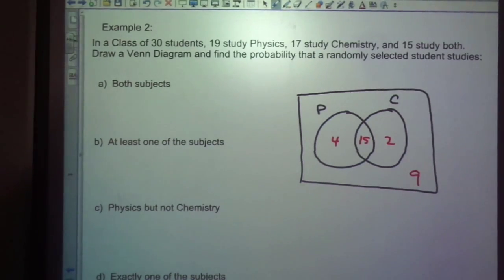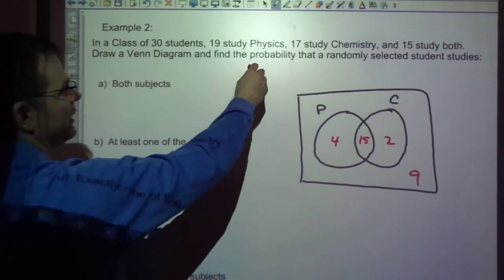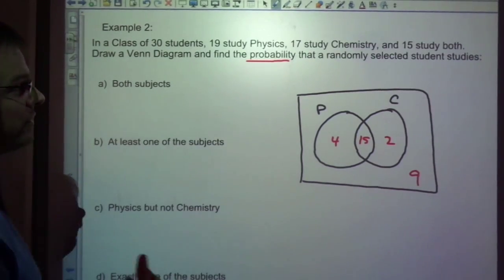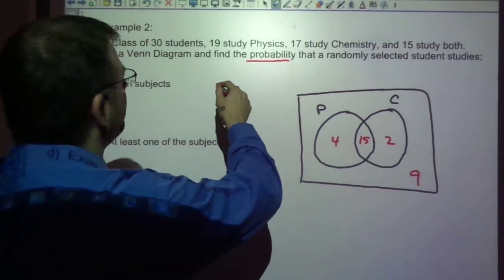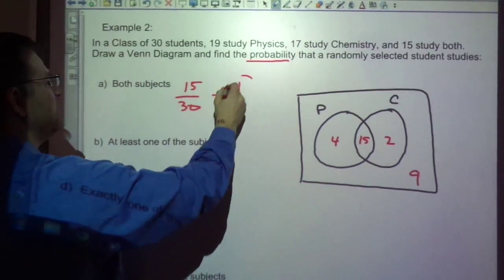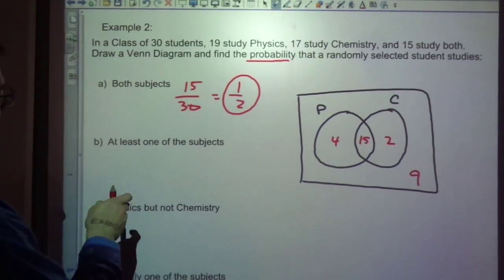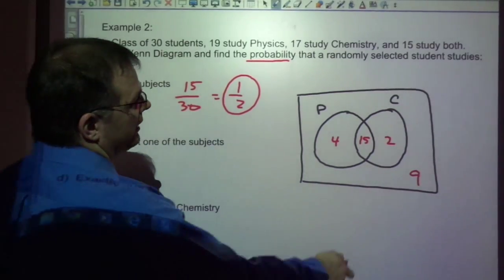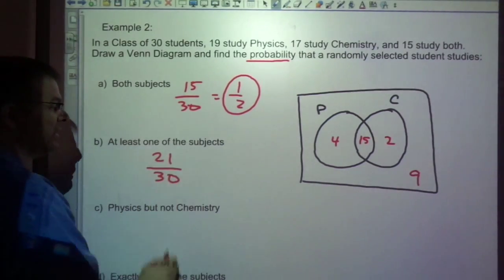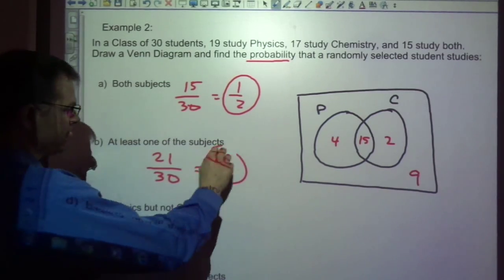Now we can answer our questions. Find the probability that a random student, so now we're talking about probability, right, which is the number of ways our thing can happen out of the total. So probability is going to be, both is going to be 15 out of the total, which is 30, and we can just reduce that to be 1/2. What's the probability that we choose a person at random and they have at least one of these? Well, 4 plus 15 plus 2, that is 21 of the 30 people do at least one. We can divide those by 3s. That's 7 out of 10.